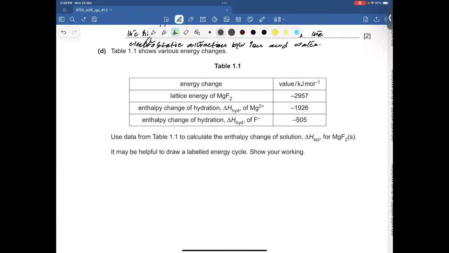Now, in the next part, table 1.1 shows various energy changes. Lattice energy is given, hydration of cation is given, hydration of anion is given. The examiner is looking for the enthalpy change of solution of magnesium fluoride. It's helpful to draw a labeled energy cycle; show your working.